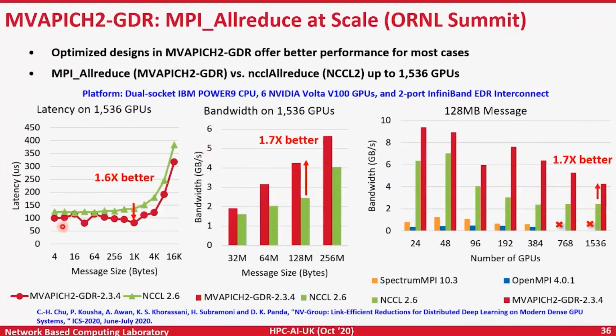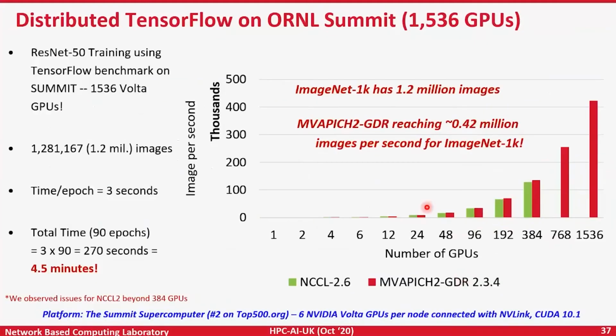For the different message sizes, these experiments we ran on 1536 GPUs. Both the latency and bandwidth were able to get good benefits. Even for large messages, we were able to beat the NCCL solution as well as the other MPI stacks on the platform.